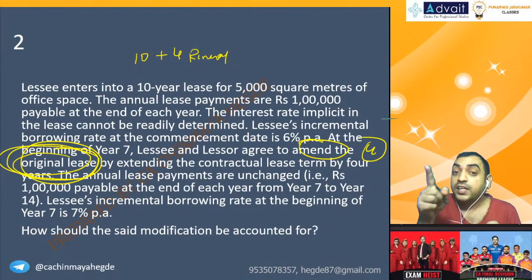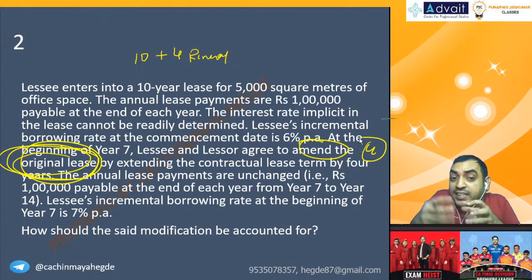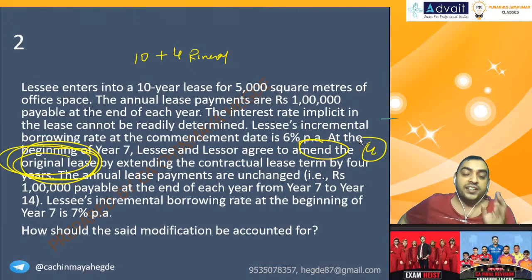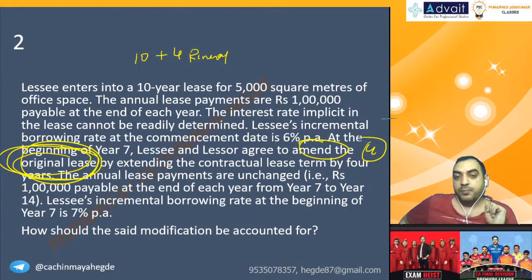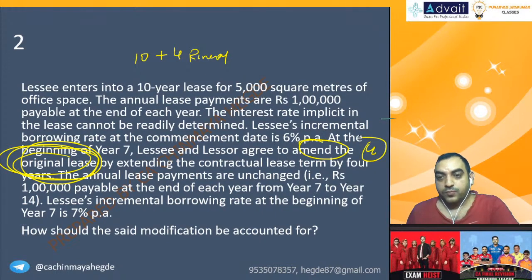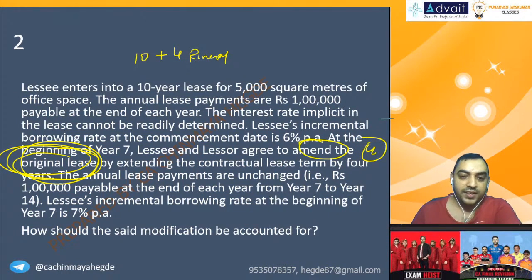That would have become lease reassessment, remeasurement. The agreement itself is getting changed. Hope you are getting the fundamental concept clear. If it was a change in estimate, that would have been lease remeasurement. But this is a fundamental change. Okay, I think many of you got it. Modification, I'm happy. Let's go further.